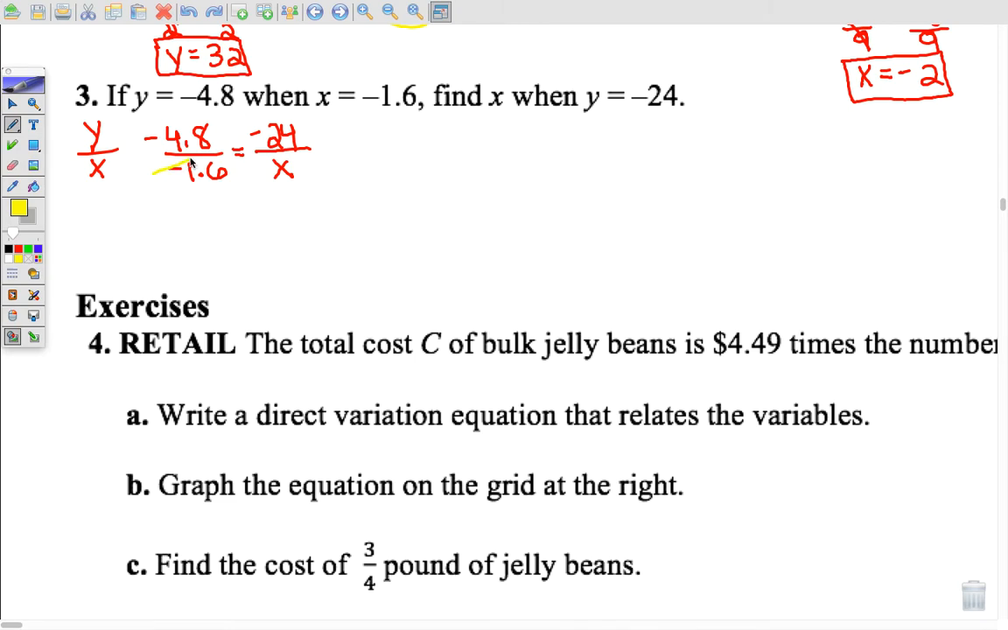Okay, so we're going to go ahead and cross multiply. So what we end up with, you have negative 4.8 times x is equal to negative 1.6 times that negative 24. So you're most likely going to have to get your calculator and type this in. I'll give you a second to do that. So negative 1.6 times negative 24. You should get 38.4.